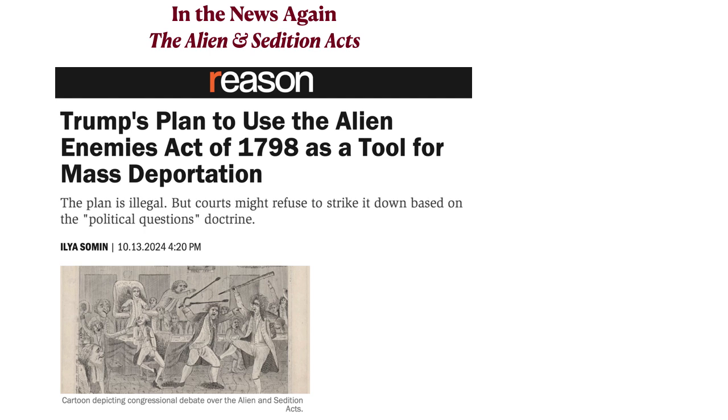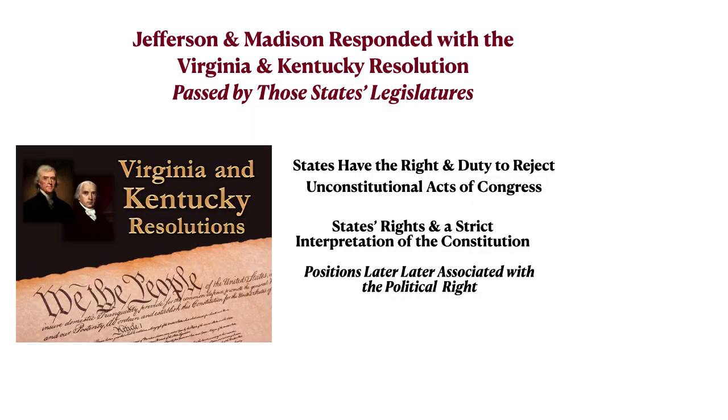Here's an article from a Google search I just did of the Alien Enemies Act of 1798. That's part of the Alien and Sedition Acts of the Adams administration. The libertarian magazine Reason had the most succinct headline, which is why I used it: Trump's plan to use the Alien Enemies Act of 1798 as a tool of mass deportation. So, literally going right back to this period and to some very controversial aspects of it.